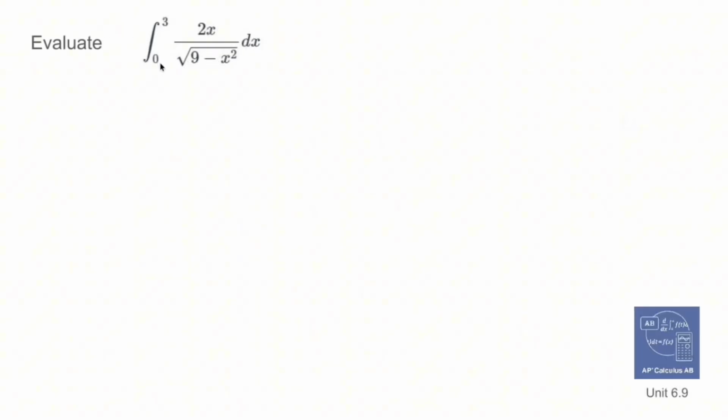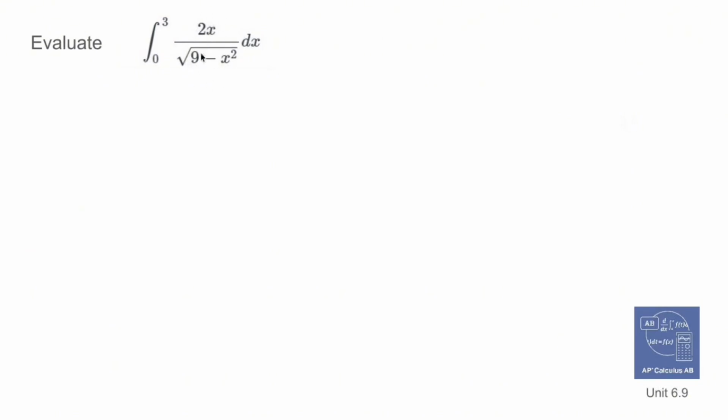Evaluate the integral from 0 to 3 of 2x over the square root of 9 minus x squared. Well, this looks like quotient rule and chain rule mixed into one whole terrible problem. What you do if you have something like this for integration is you choose a u that looks like its derivative is somewhat lingering around.